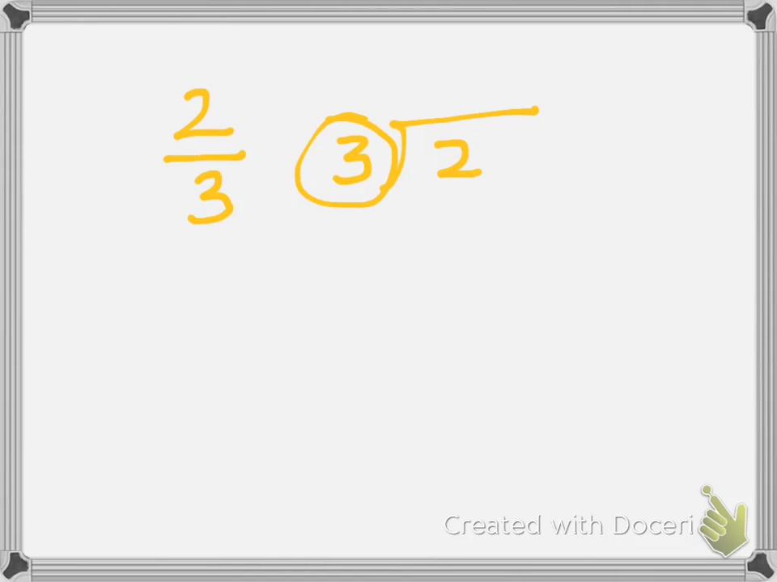Let's do another one. To convert 2/3 to a decimal, we're going to follow the same pattern of dividing the numerator by the denominator. So we're taking this 2 and breaking it up into 3 equal pieces.